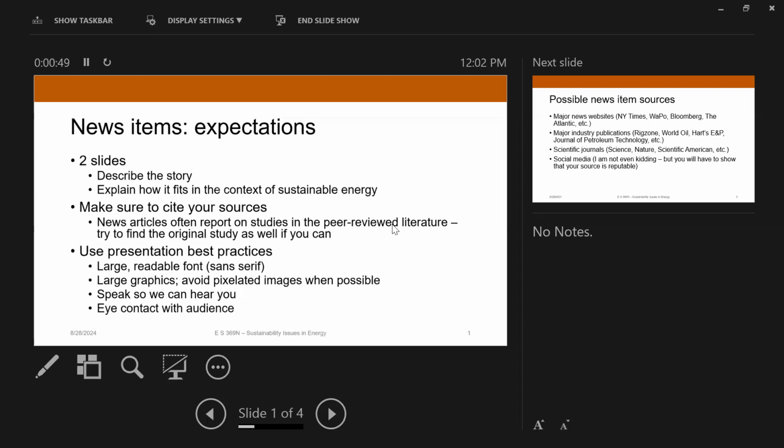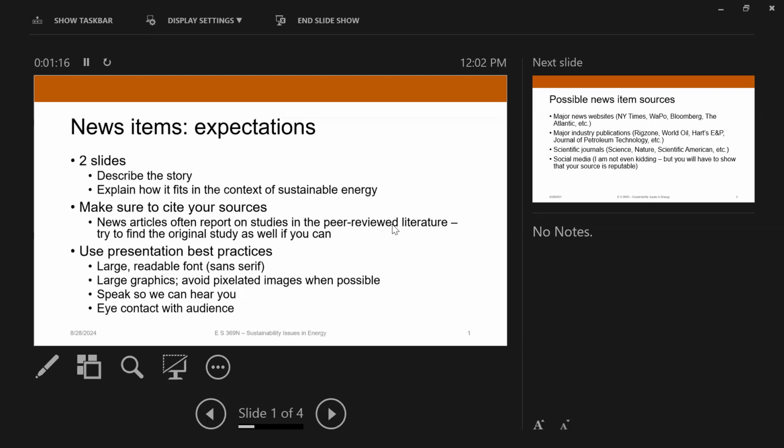And actually, one thing you can do is if you are presenting a news article, a lot of the time they will be reporting something that was published in a peer-reviewed journal article. And it never hurts to go back to the original source because you might find a cool graphic you can put up or some additional insight that you can put into your presentation. So, you can take a few minutes to do that.